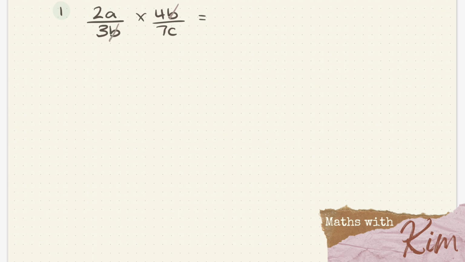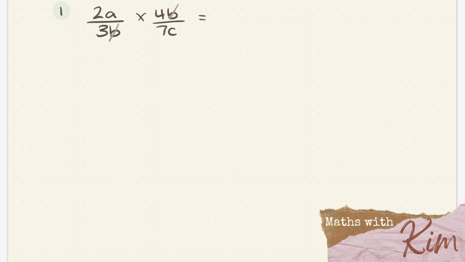And if I just check my other letters, I've got an A, but there's no A's on the bottom. I've got a C, but there's no C's on the top. So B is the only thing that I can cancel. So now I can multiply straight through. So I'm going to do the top line first.